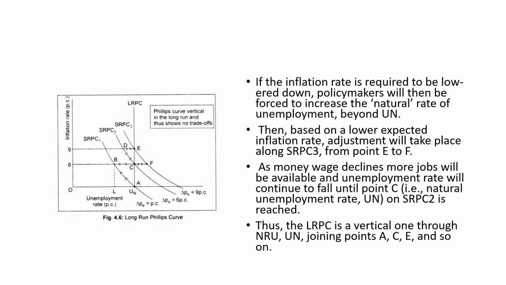If the inflation rate is required to be lowered, then the policymakers will be forced to increase the unemployment rate beyond UN. This is based on the lower expected inflation rate. Adjustment will take place along SRPC3 from point E to F. As money wages decline, jobs will be available and the unemployment rate will continue to fall until C. This is on SRPC2. This will happen till SRPC2 is reached. And LRPC is thus a vertical line through the natural rate of unemployment, or non-accelerating inflation rate of unemployment. You can join the points A, C, and D, and so on.